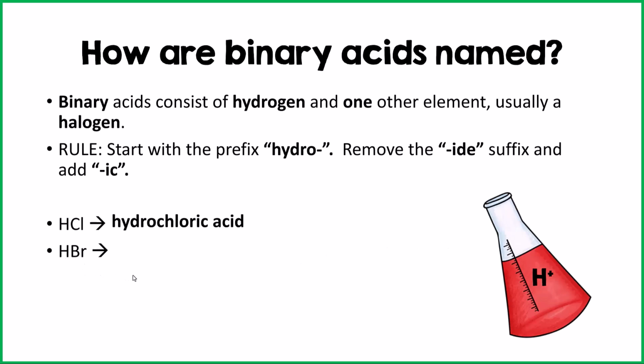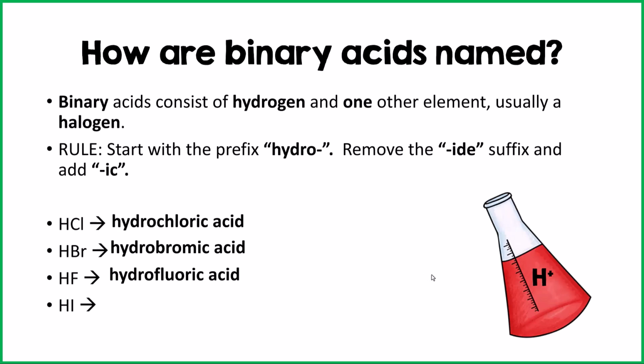Think about this one, and then let's check it together. So this should be hydrobromic acid. Bromide changes to bromic. This one is hydrofluoric acid. And then we have hydroiodic acid. So those are our binary acids.